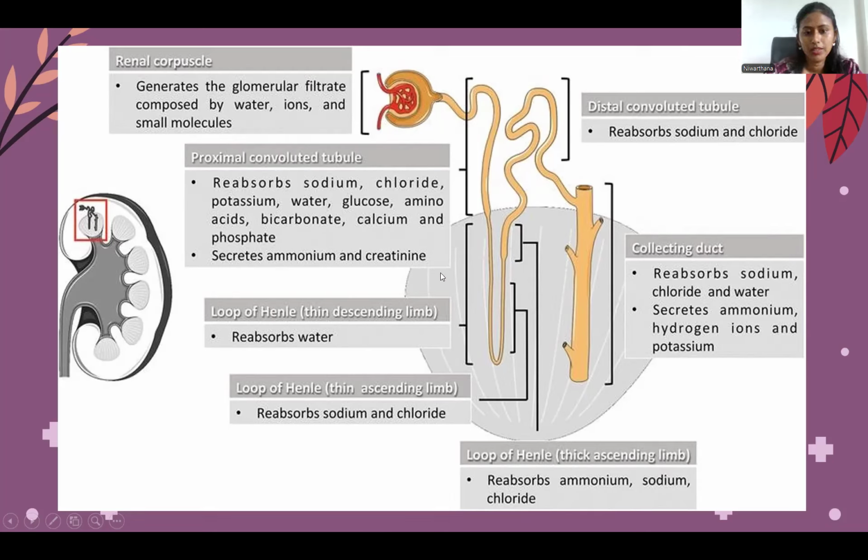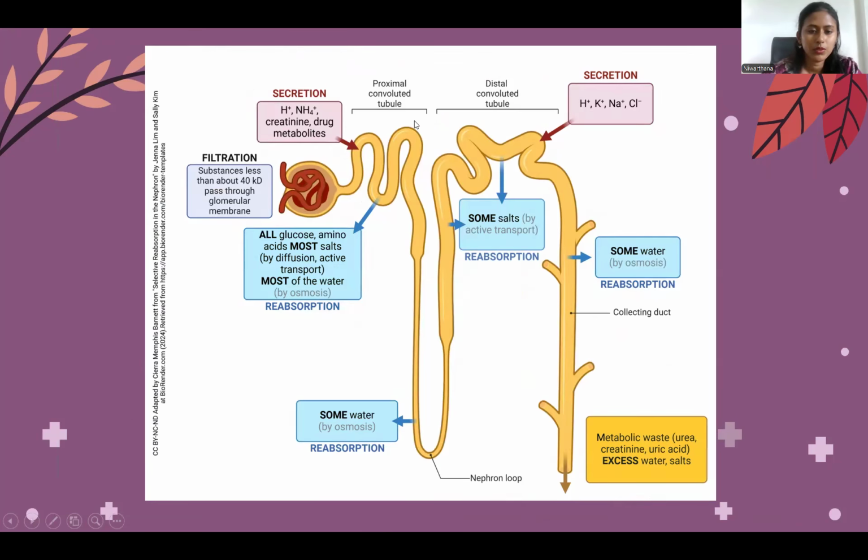The loop of Henle. In the descending limb, it reabsorbs water. But the thick ascending limb reabsorbs ammonium, sodium, and chloride. And in the loop of Henle, it reabsorbs sodium and chloride. In the collecting ducts, it reabsorbs sodium, chloride, and water, and it secretes ammonium, hydrogen ions, and potassium. So this is what happens: what they secrete at each place, and what they reabsorb.